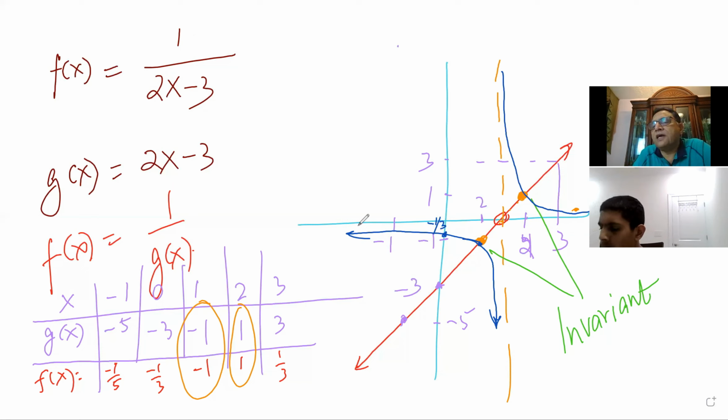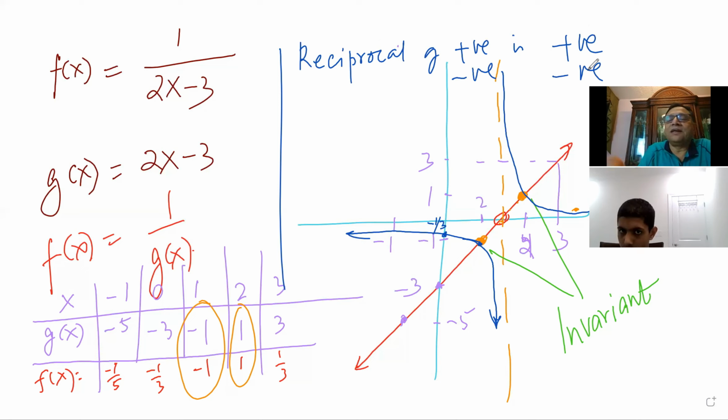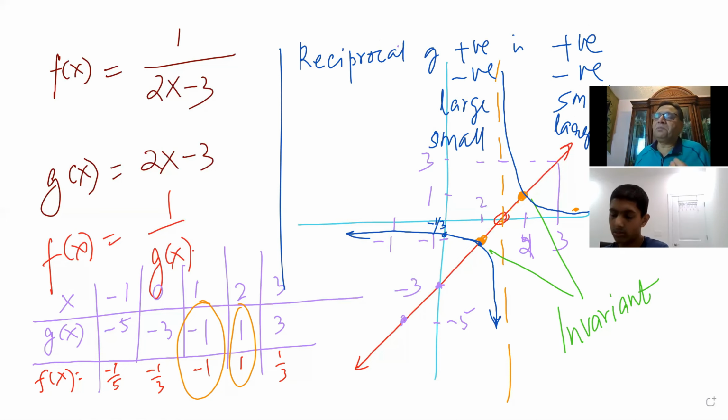So I could sketch the graph of the reciprocal function using the values. But now I will show you the logic. What is the reciprocal of a positive value? Positive. The reciprocal of a negative is negative. The reciprocal of a large value is a small value, and the reciprocal of a small value is a large value. 1 divided by 10 is 0.1, and 1 divided by 100 is 0.01, much smaller. If I divide 1 by 0.1, I get 10, a larger value.